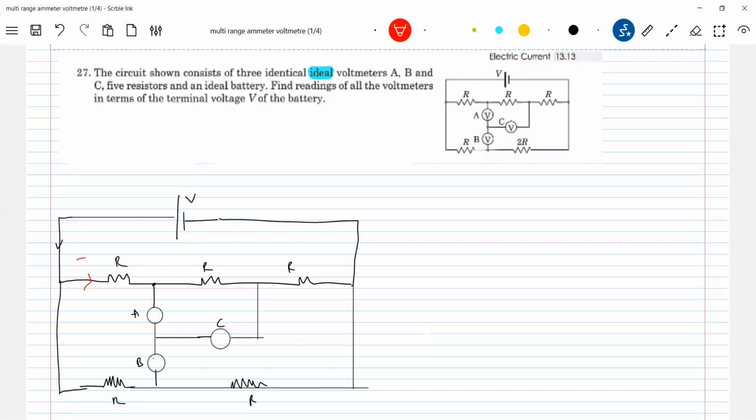Let it be I1. This will be I1. This will be I1. Then how much current is here? Let it be I2. This will be I2. So let me give some specific points.